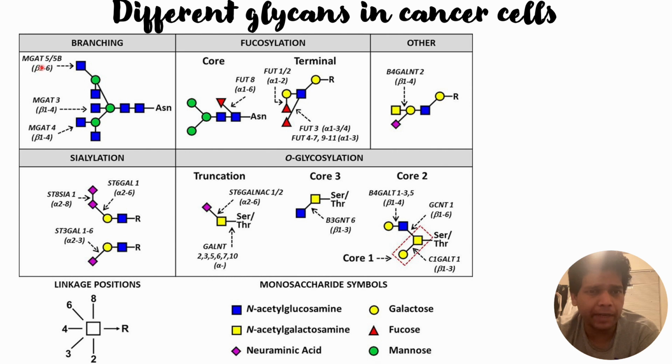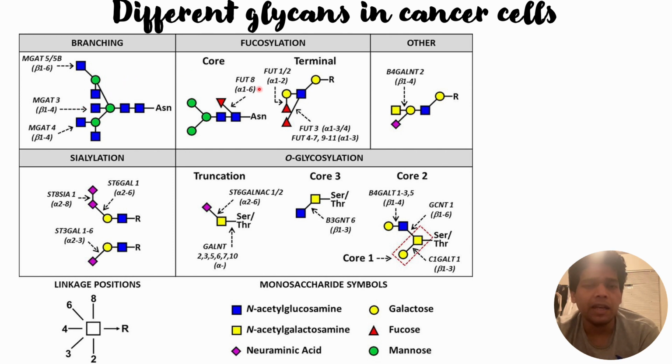For example, MGAT5 or MGAT5B helps in the beta 1,6 linkage to this mannose structure of this glycan, whereas MGAT3 helps in the beta 1,4 linkage of this glycan to this first mannose, and MGAT4 helps in the beta 1,4 linkage of this glycan to the second mannose. That can be seen here. So this is one of the ways by which abnormal branching is formed in the cancerous cells.